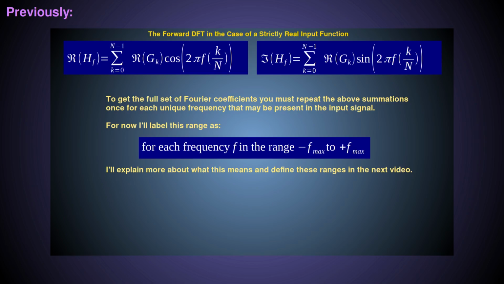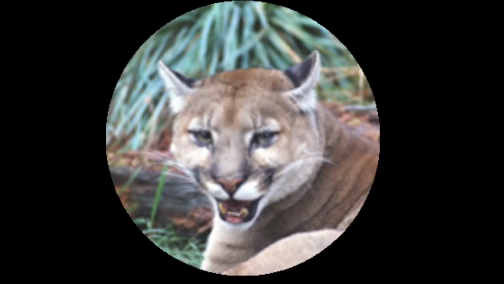To get the full set of Fourier coefficients for a signal, you need to apply these forward DFT analysis summation formulae for every single frequency that could possibly exist in the signal. But how can we know what range of f values to use to ensure we're not missing any frequencies that might be present in the signal? And what are negative frequencies anyway? This is what I'll be talking about today.